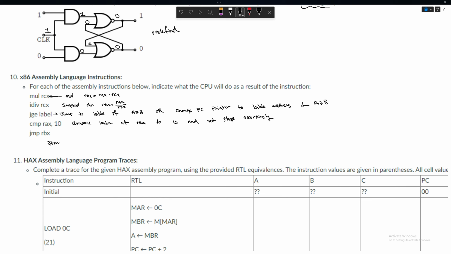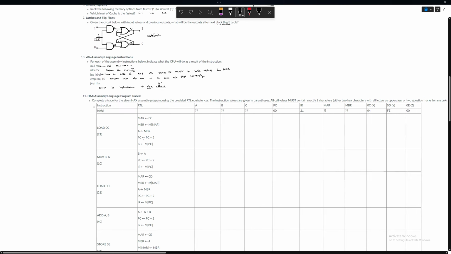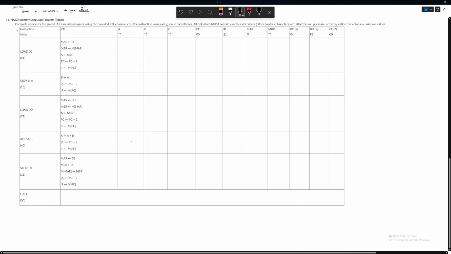Jump to instruction at RBX address. So RBX is holding some address, and when you jump to RBX, then you're going into this address and you're seeing whatever instructions is in there, and you're gonna execute it. Okay, and now we are into hacks, which is my favorite part and most people's least favorite part.